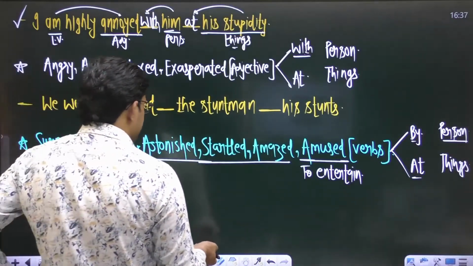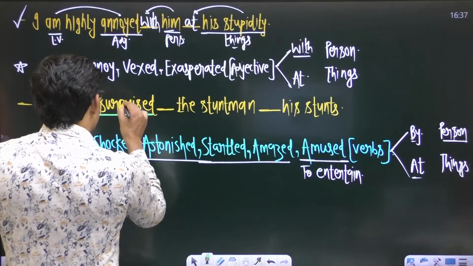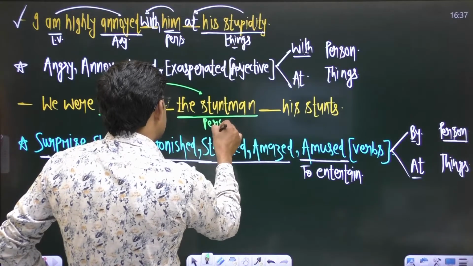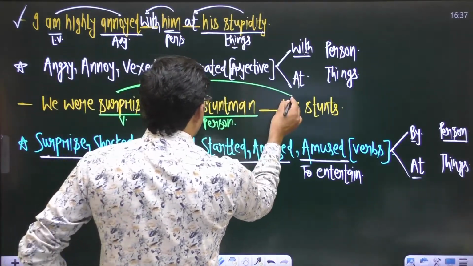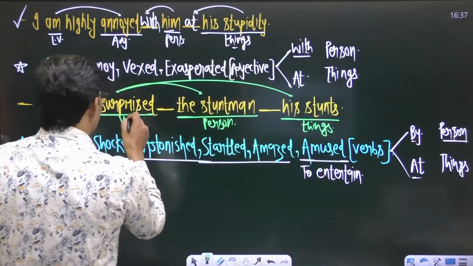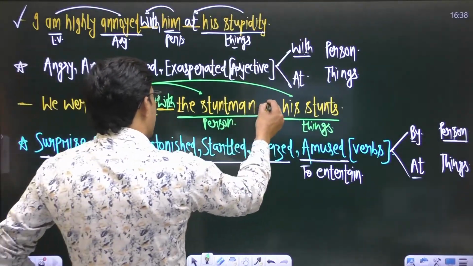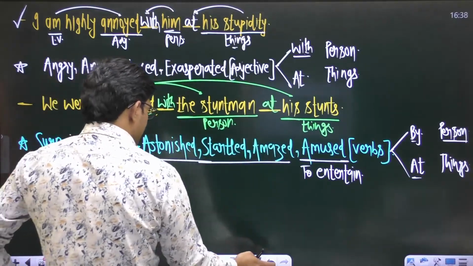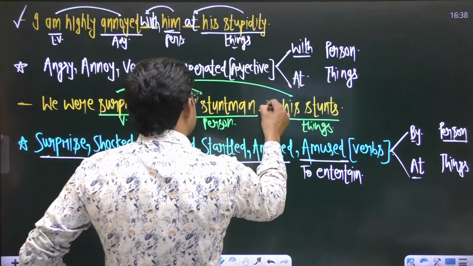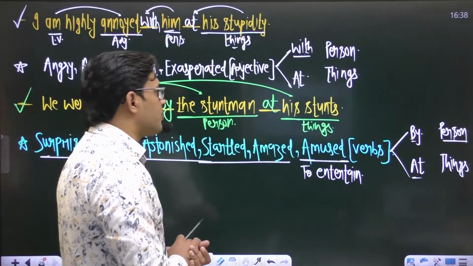Let us apply it in a sentence. In this sentence we have the verb surprised, and after this verb you have an object, stuntman. It denotes a person, right? Another object we have is his stunts. It denotes things, right? So with the verb surprise we use the preposition: surprised by the stuntman at his stunts. Sorry, we were surprised by the stuntman at his stunts. This concept will be applied if you just want to improve the sentence.